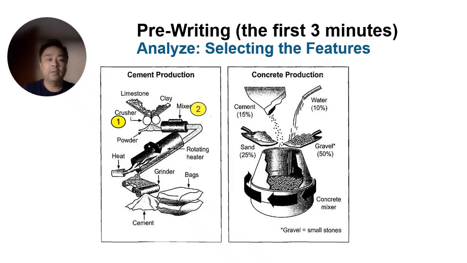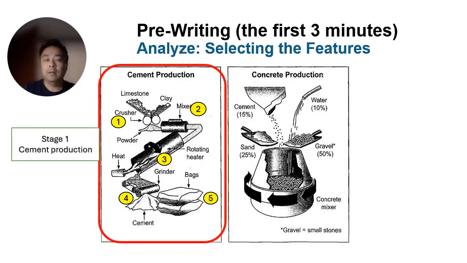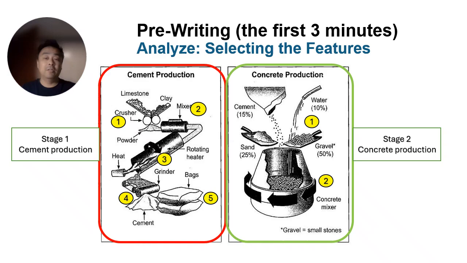I find it helps to take a pen to the paper and draw how many steps there are. Now, the first 5 steps here that I see contribute to the first stage, which is a group of steps. And this is a stage called cement production. In the second stage, I see 2 steps. And this stage is the concrete production.